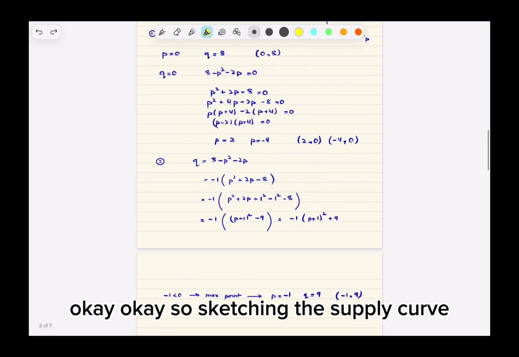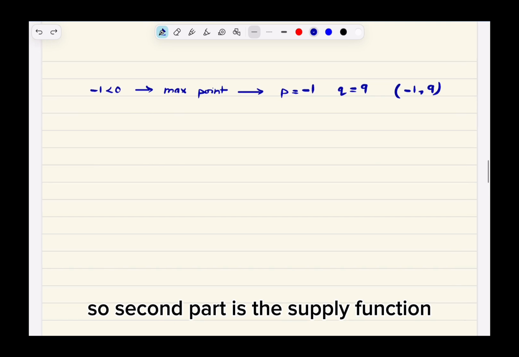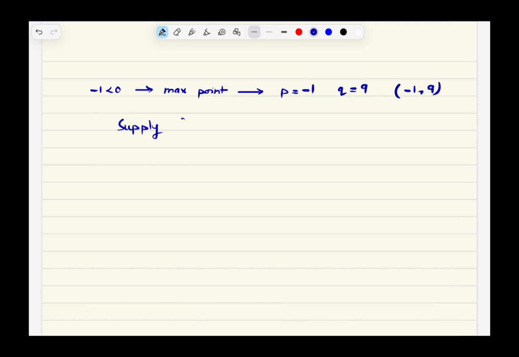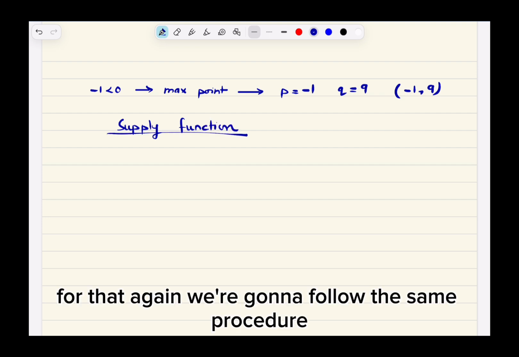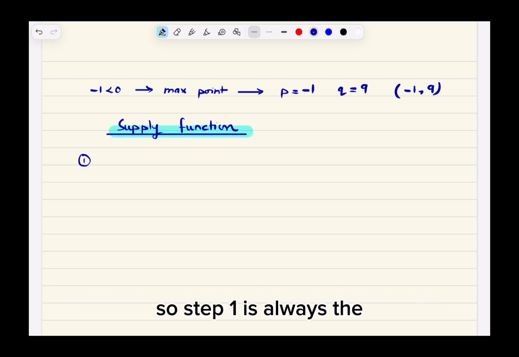Okay, so sketching the supply curve. The second part is the supply function, and for that, again, we're going to follow the same procedure, which is that first we're going to find the intercepts. So step 1 is always the intercepts.